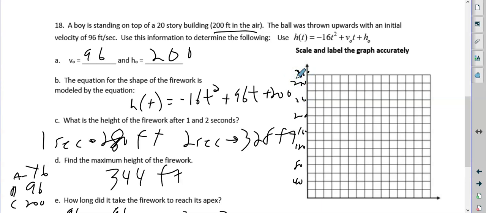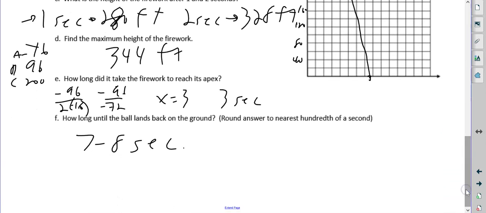So it's starting off at 200 right here. In 1 second, it's actually at 280. We saw that right here. At 2 seconds, it's at 328, so kind of off a little bit, about right there. And then at 3 seconds, it's up here at 344. We're just kind of estimating there. It's back down at 280 at 4 seconds. And we said between 7 and 8, 1, 2, 3, 4, 5, 6, 7, 8. Somewhere closer to 8 is going to be hitting back down there. So there is our graph. Something like that. And that is it. Practice that calculator, you'll ace this.